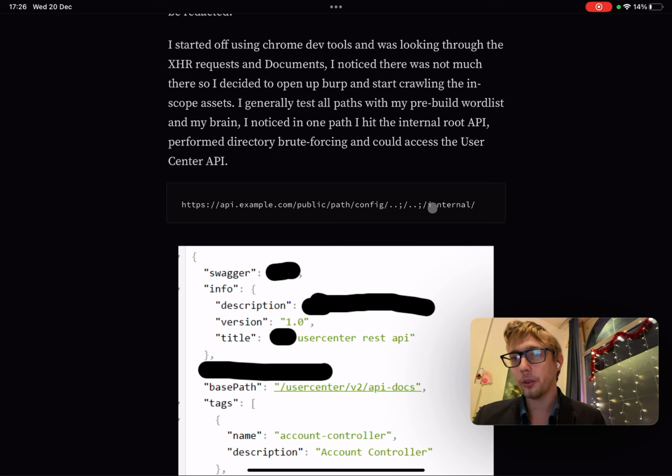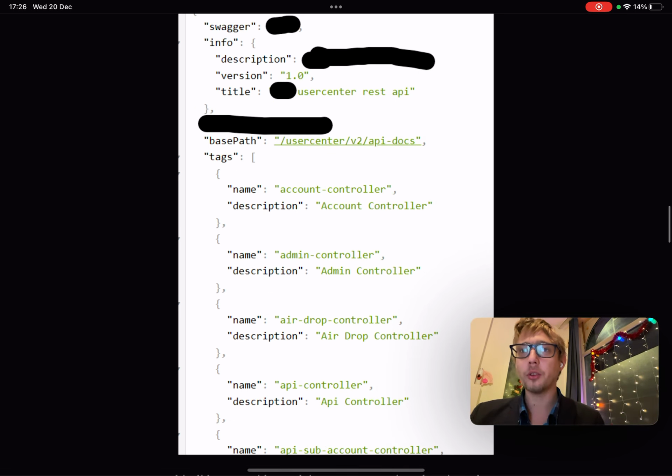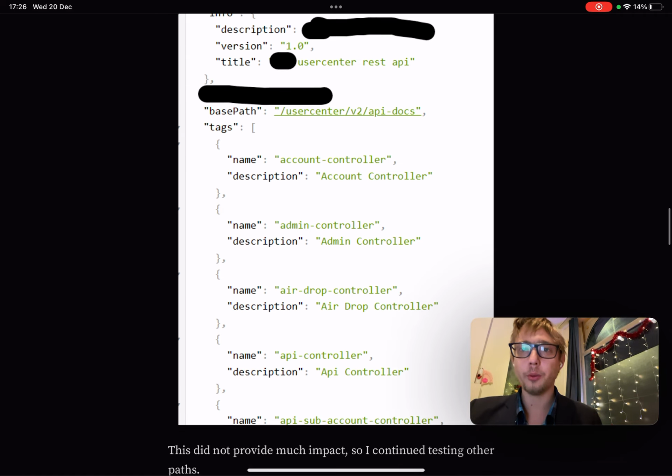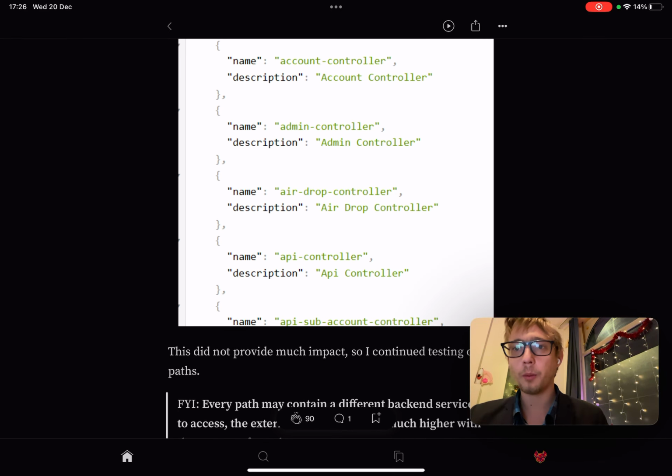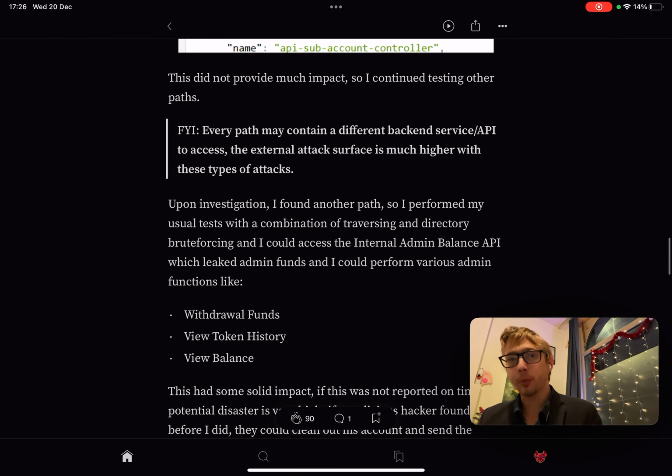And we can also see that there is a space between the I and the N. That's intentional because the server will try to fix this, will try to normalize this path, leading to direct root access to this internal API, as we can see right here, with account controller, the admin controller, airdrop controller. Quite impressive at this point, but what can we do with it?